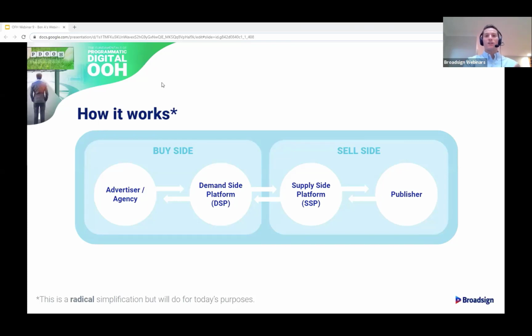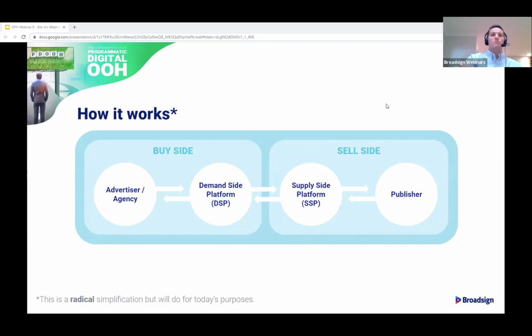On the left-hand side of your screen, you have the advertiser agency and what we call the demand side platform, which is often abbreviated to DSP for short. These entities are often referred to as the buy side, given they control the buying process. And on the right-hand side, what you can see is the publisher and supply side platform, or SSP, who control the selling process and are often referred to as the sell side as a result.